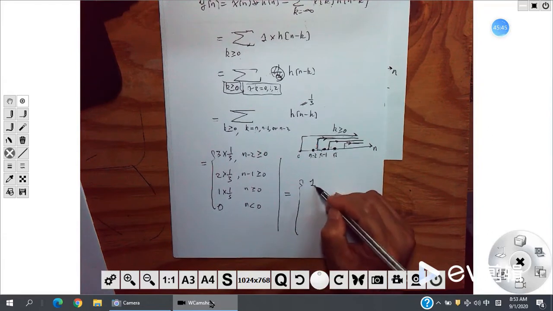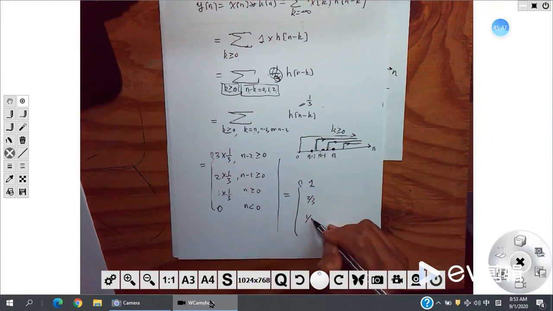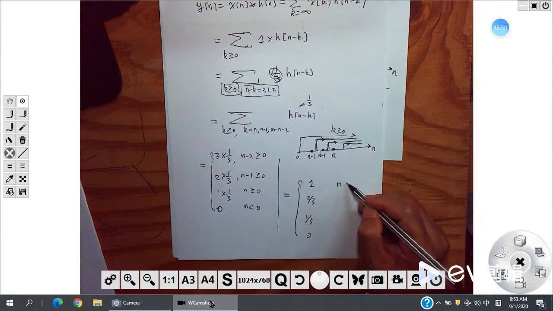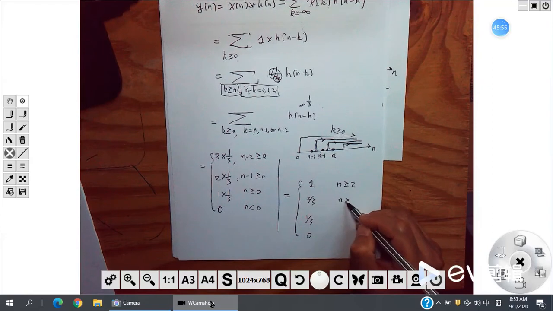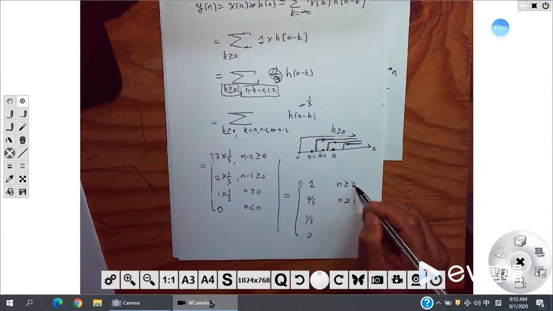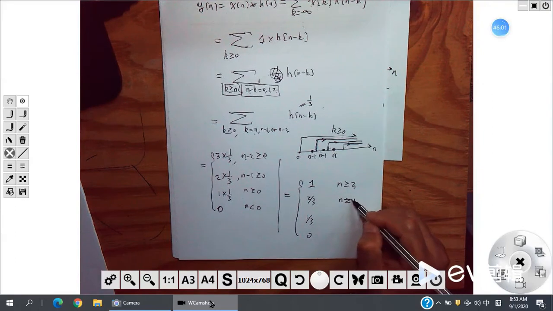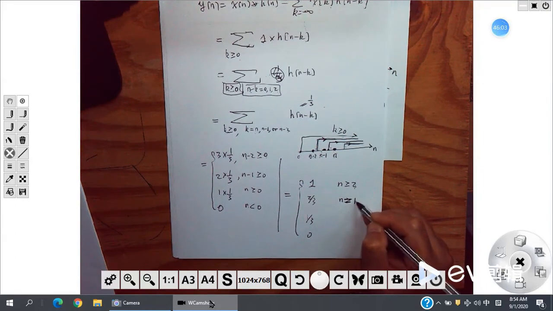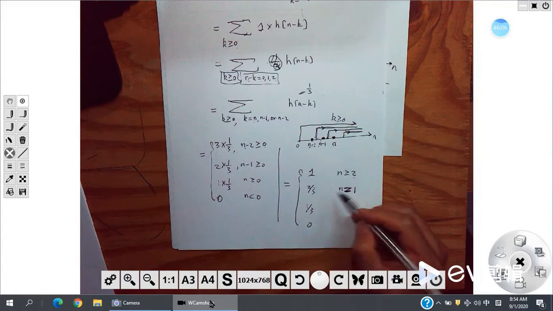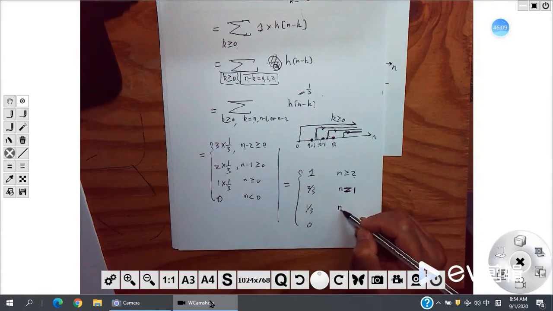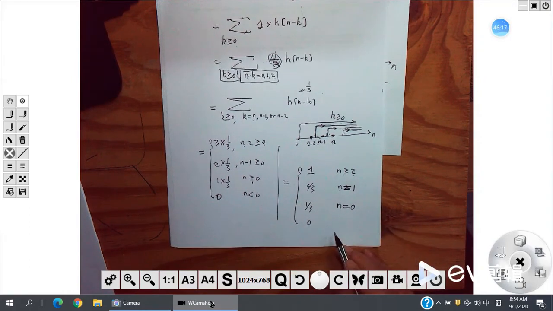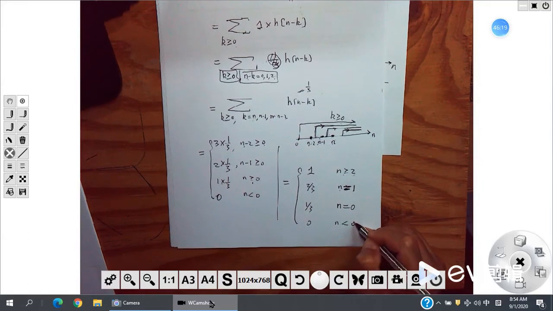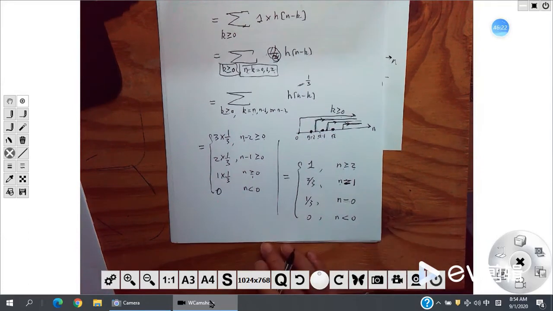Okay, then I write one more detail. This is 1, 2/3, 1/3, or 0. Here's n larger than 2, right? This is n larger than 1, but it cannot be 2, because 2 is used here, so this is just n equal to 1, right? And this is also the same. I want n larger than 0, but larger than 2 and equal to 1 I already used, so this is just 0. And the last, n smaller than 0.